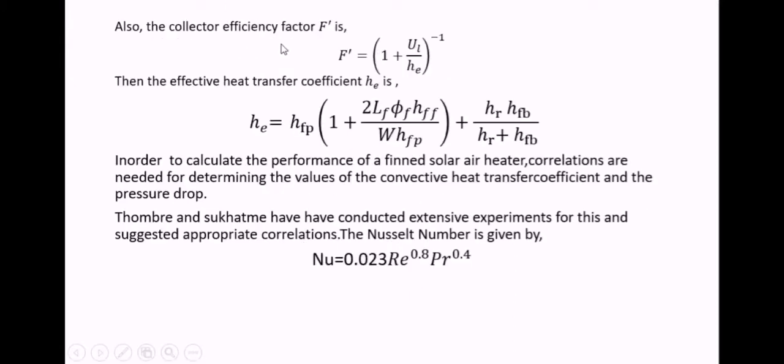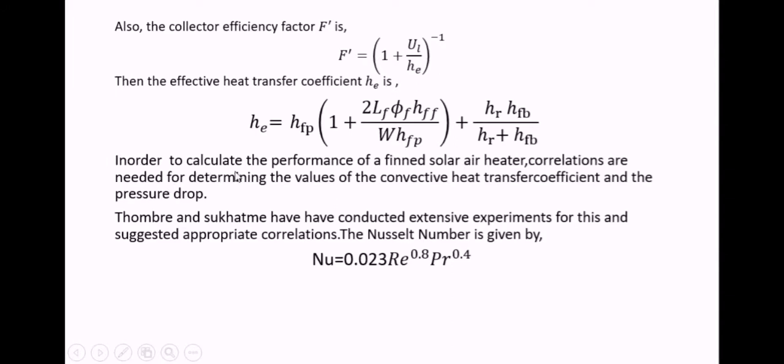Also, the collector efficiency factor F dash is equal to 1 plus UL divided by HE, all raised to minus 1. Then the effective heat transfer coefficient HE can be written as HE is equal to HFP into 1 plus 2LF phi F HFF divided by W HFP, plus HR HFB divided by HR plus HFP.